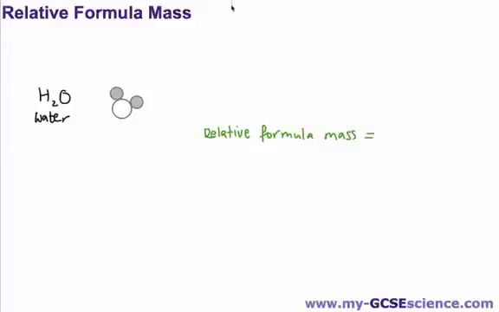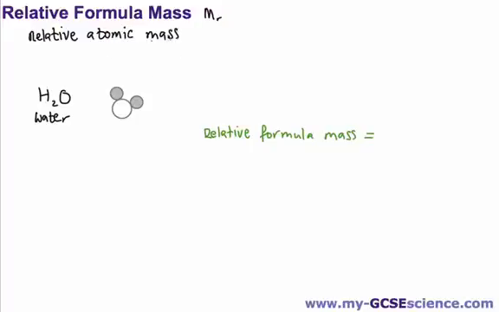Hello and welcome. In this video we are looking at relative formula mass and how to calculate the relative formula mass for different substances. First thing to remember is relative formula mass can be abbreviated as Mr, and to work it out it's a very simple case of adding up the relative atomic masses for the different elements that are present in the compound, or the different atoms that are in the compound.